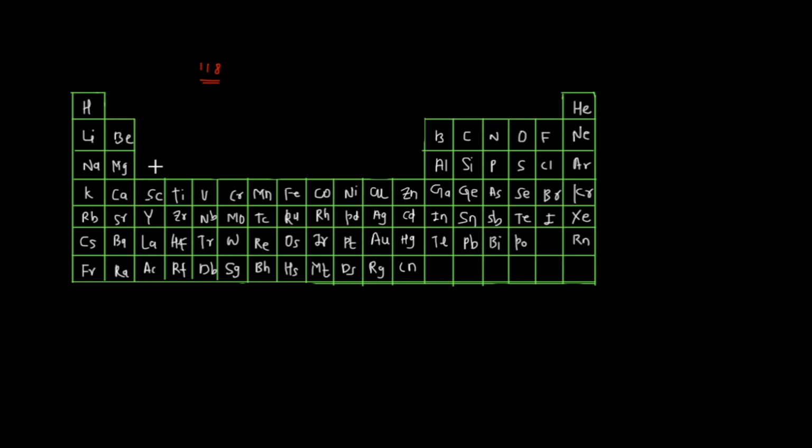Next, in this periodic table we have a total of 18 groups and 7 periods. Now, in Roman numerals we have 8 groups, and these 8 groups in Roman numerals are divided into subgroups, that is A and B.